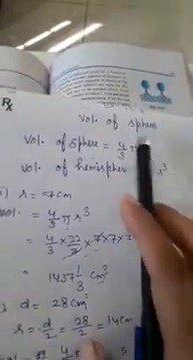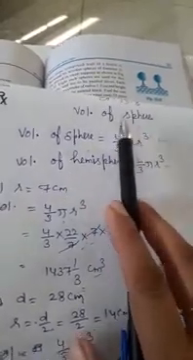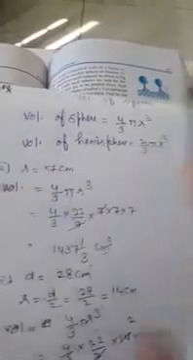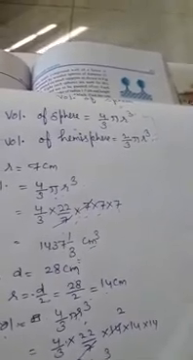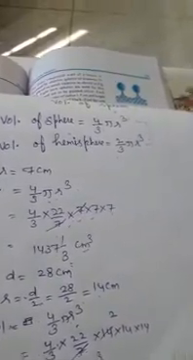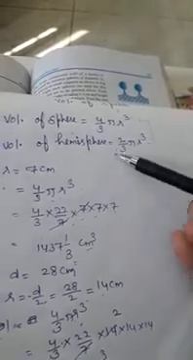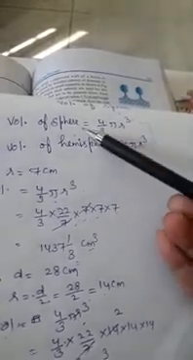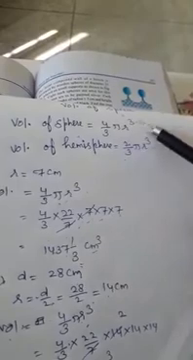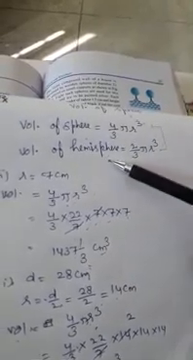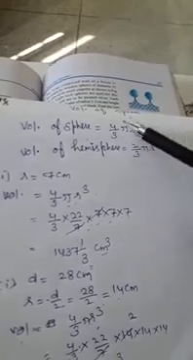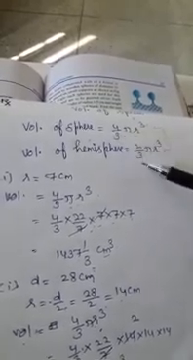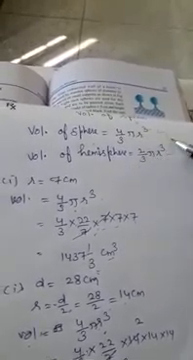Exercise 13.8, volume of sphere. As I have already told you, for sphere we are taking two: one is the sphere and one is half of the sphere, that is the hemisphere. So for both we have different formulas. Volume of sphere is 4 by 3 pi r cube and volume of hemisphere is 2 by 3 pi r cube. As hemisphere is half of sphere, its volume will also be half, 2 by 3 pi r cube.